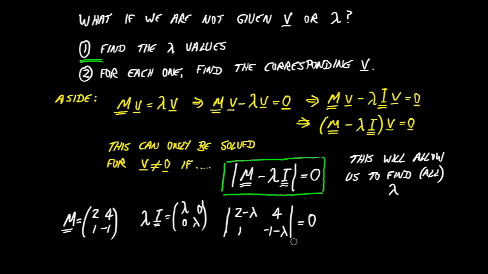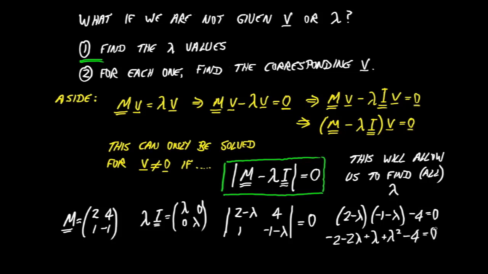We've just subtracted lambda off down the diagonal, but now we need to solve this. So we just write out the determinant, 2 minus lambda multiplied by minus 1 minus lambda down the diagonal, minus 4, the off diagonal, is equal to 0. Alright, so we expand this out. Minus 2 lambda plus lambda squared minus 4 equals 0. Let's come over here for a bit more space, tidy that up a bit. What have we got? Lambda squared minus lambda minus 6 is equal to 0.